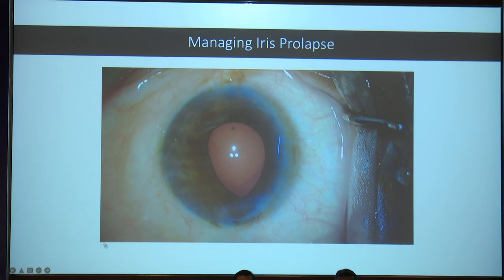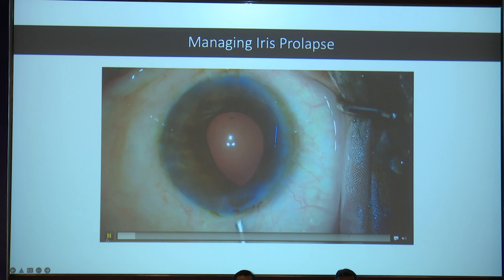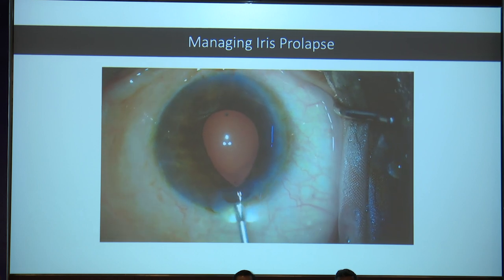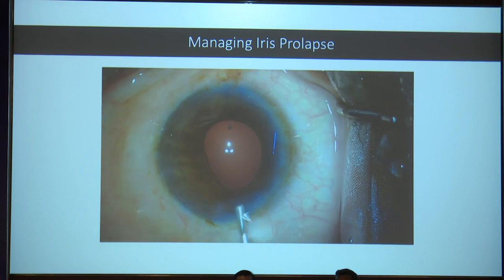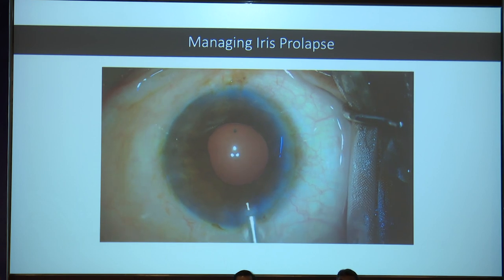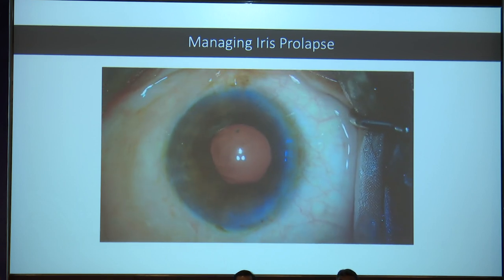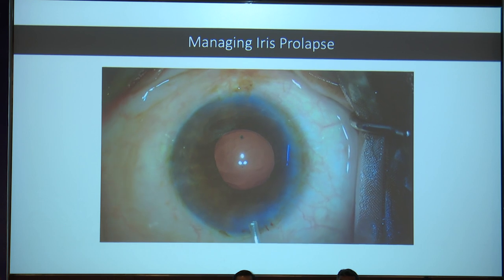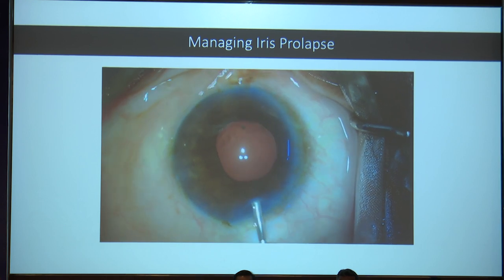So here the iris has prolapsed. What I'm doing is pressing onto the lower lip and releasing some viscoelastic from there. As the viscoelastic is released, I'll push some viscoelastic above the iris and the iris is back into its position.